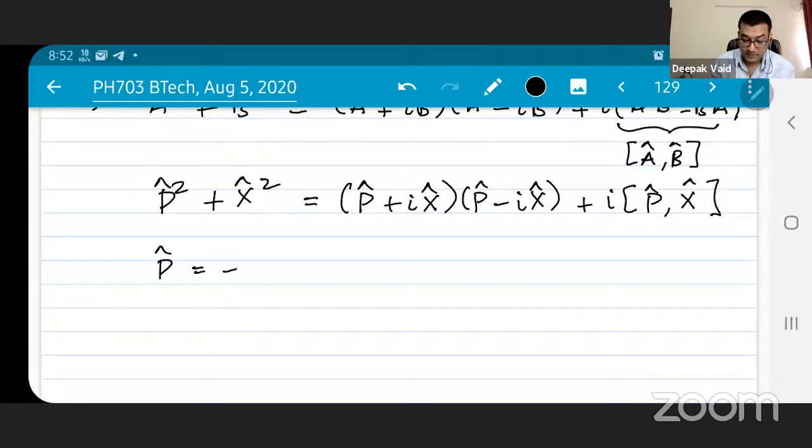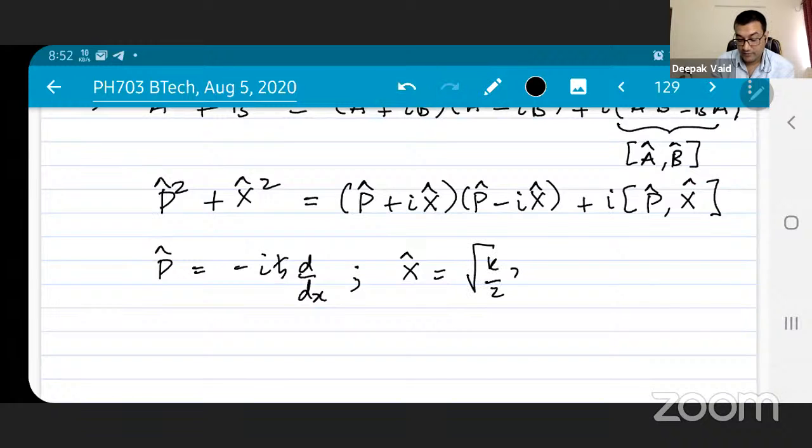Now what is capital P? It's minus i h bar d by dx small x. And what is capital X? It's root k by 2 times x.